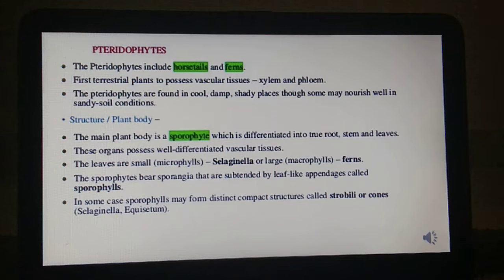Now the sporophytes bear sporangia that are subtended by leaf-like appendages called sporophylls. In some cases, sporophylls may form distinct compact structures that are called strobili or cones. For example, Equisetum and Selaginella.